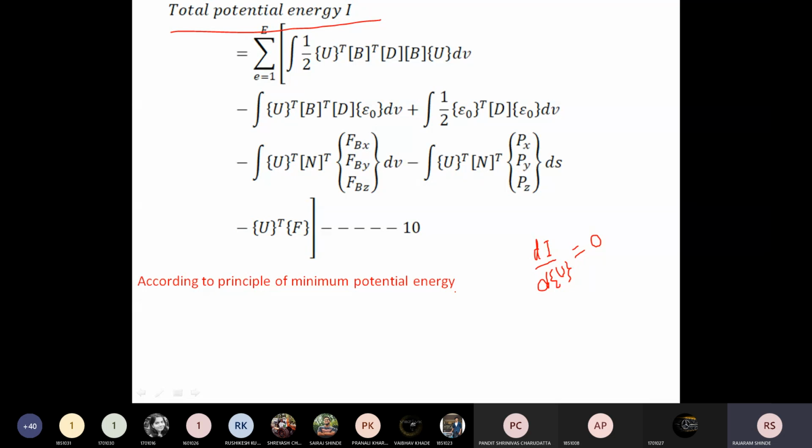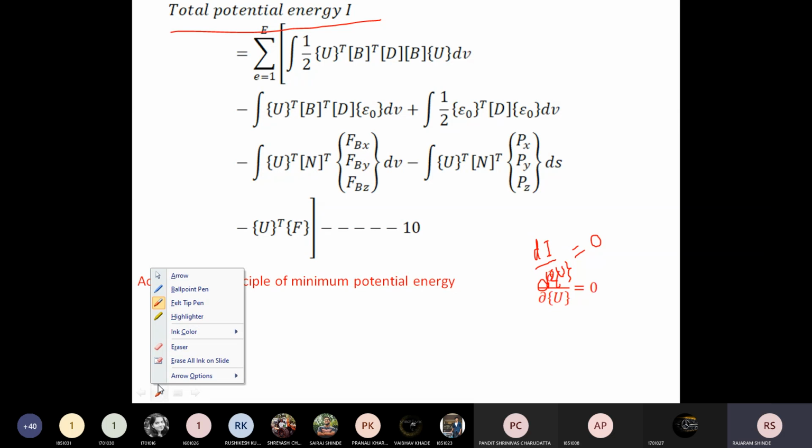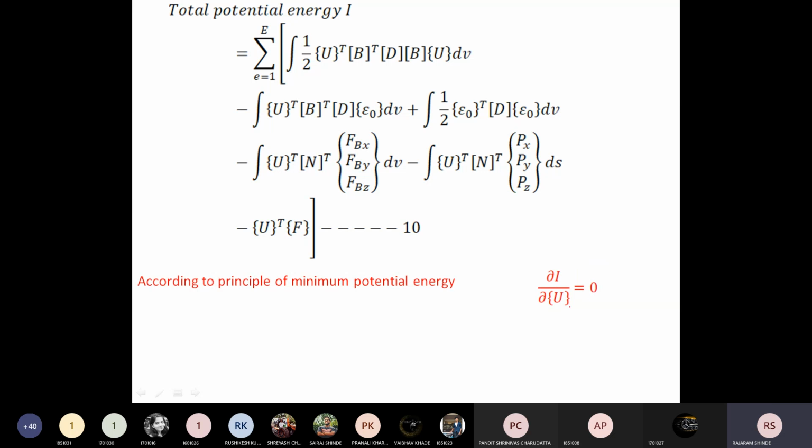Now here this derivative is not a complicated thing. It is the same as your regular mathematics. I will write here dΠ by du equal to 0, because the potential energy is minimum when the structure is in equilibrium. When the structure is in equilibrium, your potential energy is minimum. Here the minimization principle is dΠ by du equal to 0, because Π is a function of u. How Π is a function of u, I will tell you.